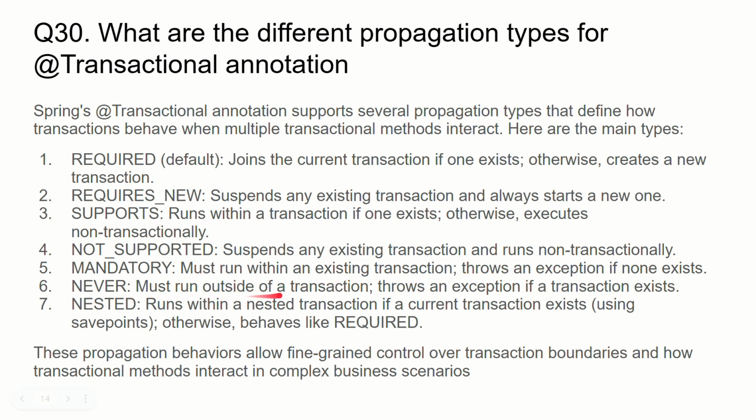NEVER must run outside of a transaction. It throws an exception if a transaction exists. NESTED runs within a nested transaction if a current transaction exists, using savepoints, otherwise behaves like REQUIRED. So these are some of the propagation types which can be used with the Transactional annotation. At least 5 of them you should know.